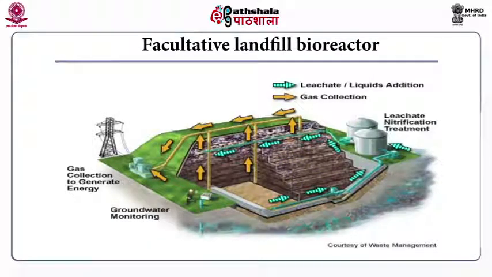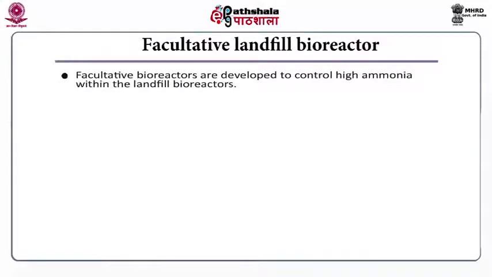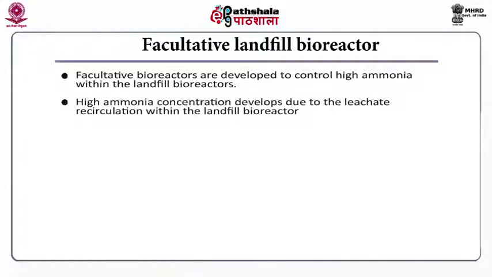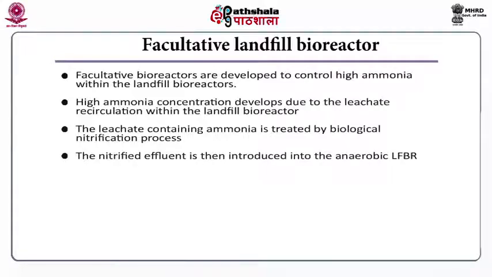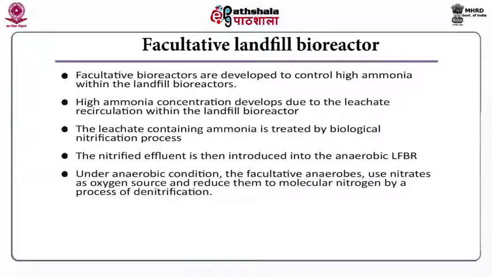The next type of landfill bioreactor is a facultative landfill bioreactor, which is specially developed to control high ammonia levels in the landfill bioreactors. High ammonia concentration develops due to the leachate recirculation within the landfill bioreactor. The leachate that is containing ammonia is generally treated by biological nitrification process and the nitrified effluent is generally introduced into the anaerobic LFBR. Under anaerobic condition, the facultative anaerobes use nitrates as an oxygen source and will then reduce it to molecular nitrogen by the process of denitrification.